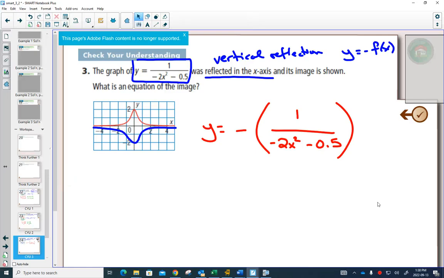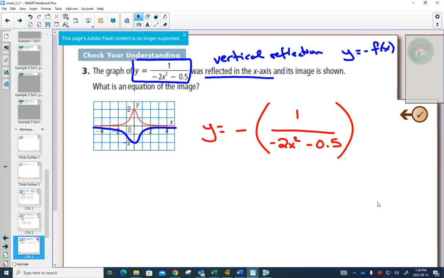Okay, so we've got a vertical reflection. The blue graph was the original. The red graph is the image. And a vertical reflection has a negative outside the function. So technically, if you left your answer like this, with a negative with brackets like this, it's perfectly fine, 100%.